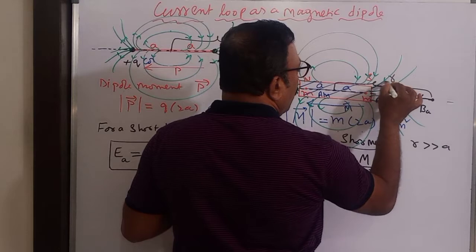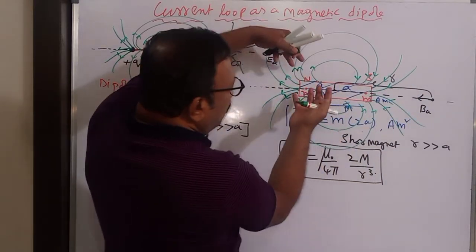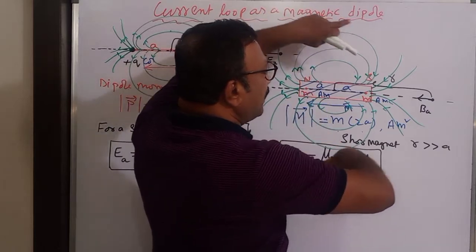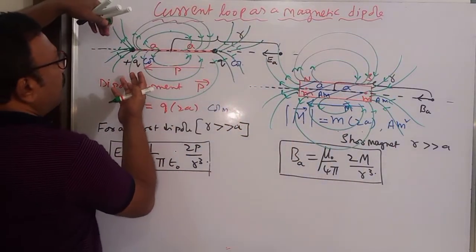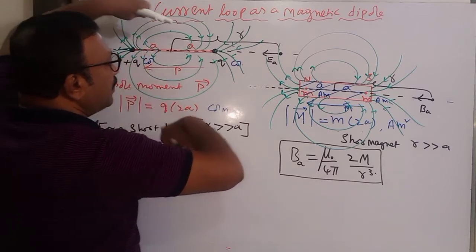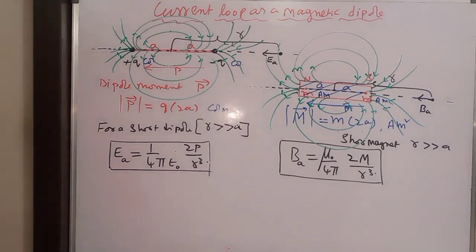So these are always, you can see at one point, the magnetic lines of force are diverging from the North Pole and converging at the South Pole. The electric lines of force are diverging from the positive charge and converging at the negative charge. So the field also looks similar.